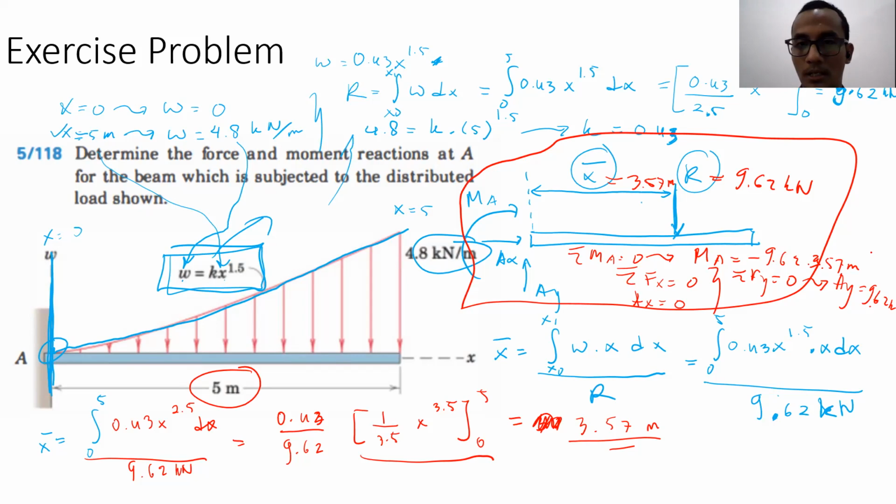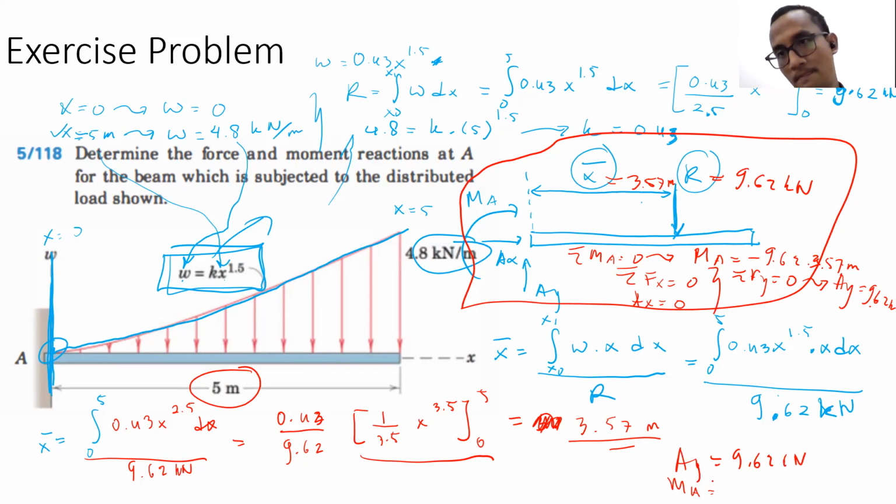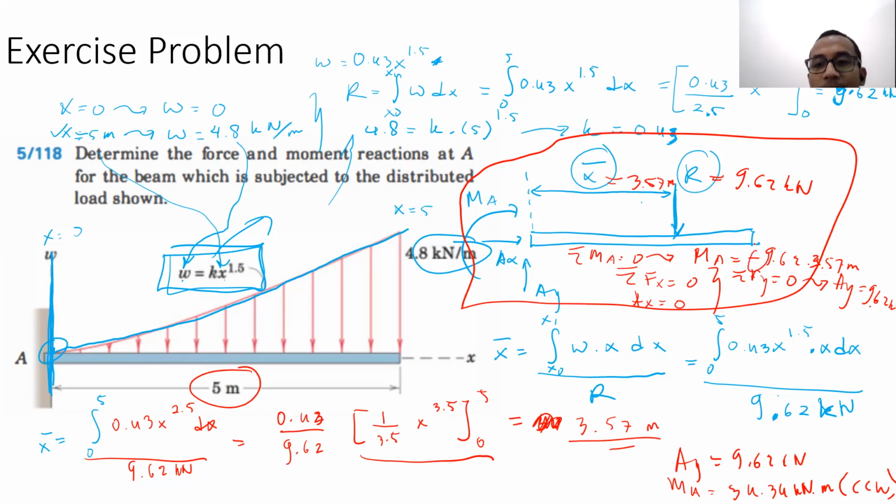Okay, so later what we have is Ay equal to 9.62 kilonewton, and then moment at A equal to, can you help me to find out that? 3.57. 34.34 kilonewton meter, and it's supposed to be counterclockwise, right? Because it's the opposite of the assumed direction, because it's minus, right? Yes. So this is the result. That's the way to do it.